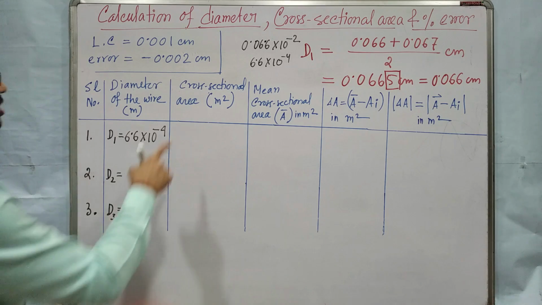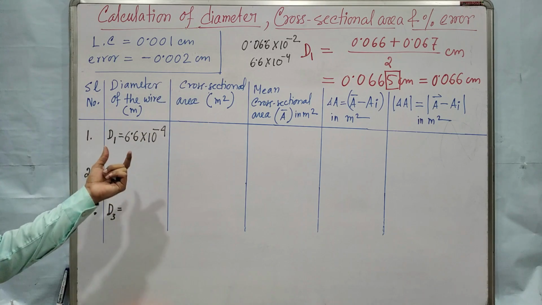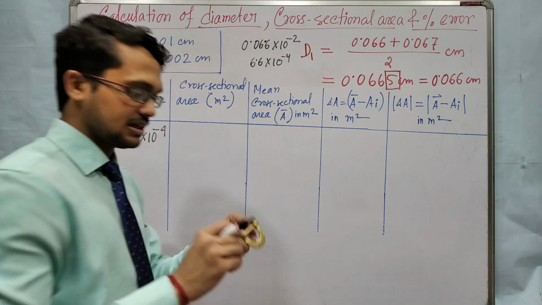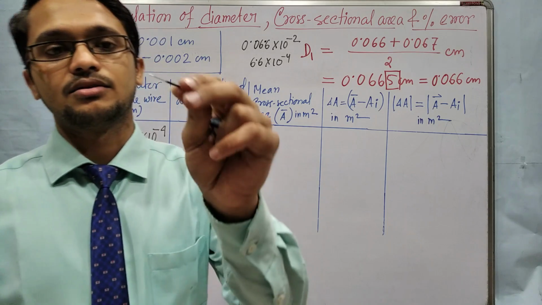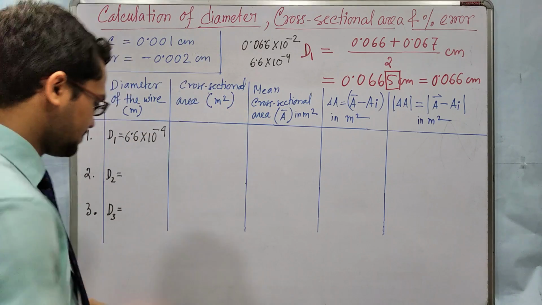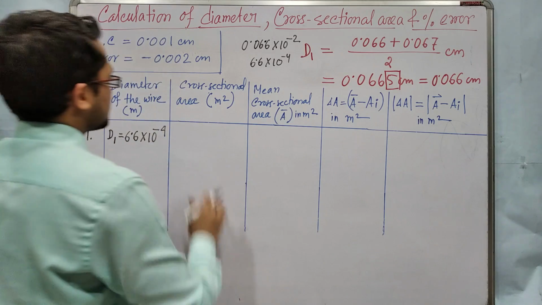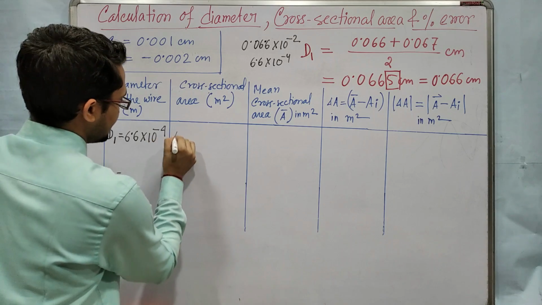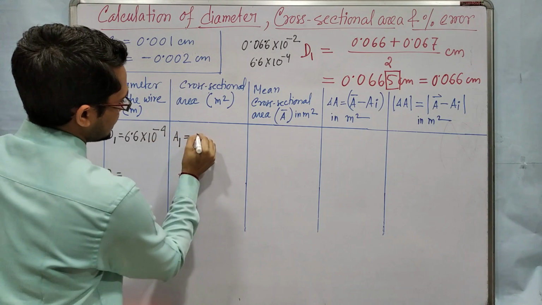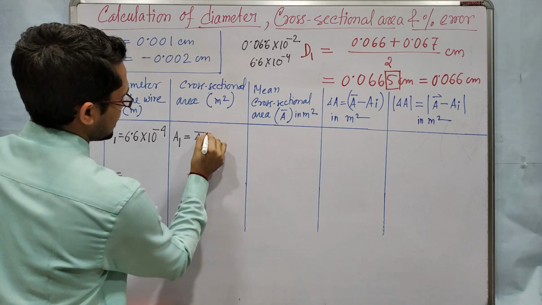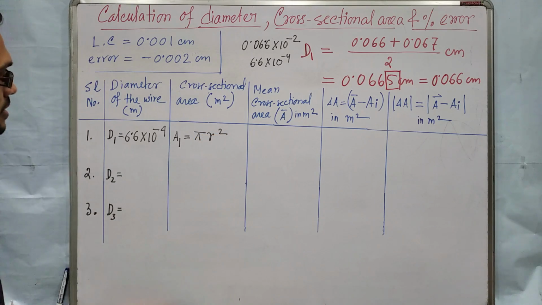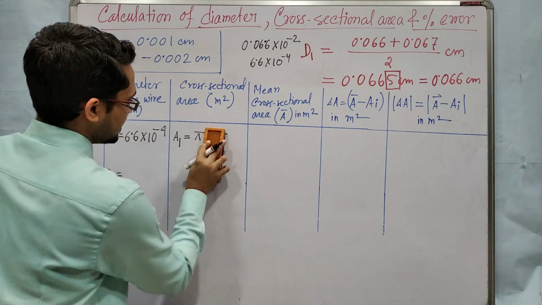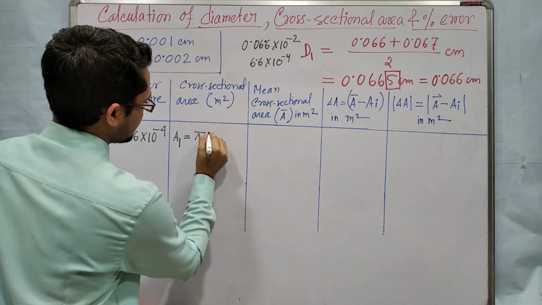Clear? So what will be the cross sectional area? This is the diameter, and the cross section of this wire is circular. So cross sectional area means the area of the circle. So area A1, the area of the circle, is pi r square. In terms of d, it will be pi d square by 4.